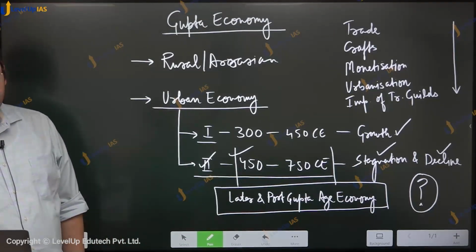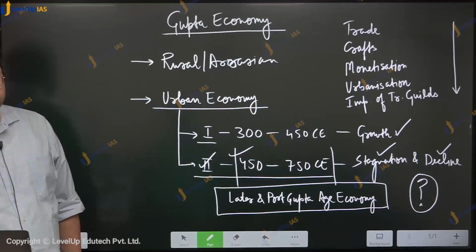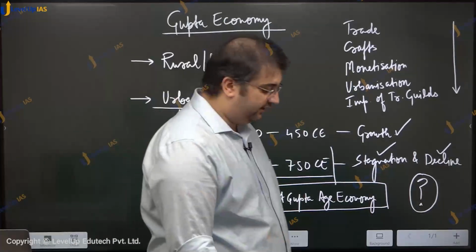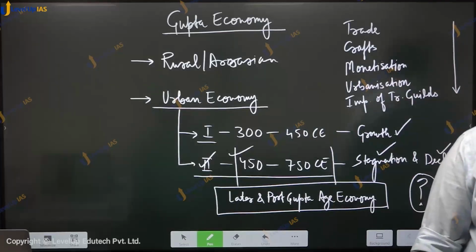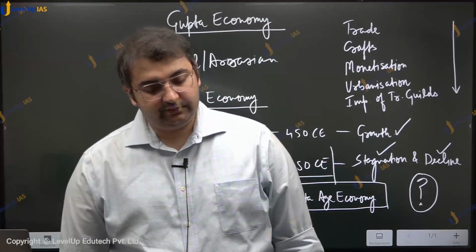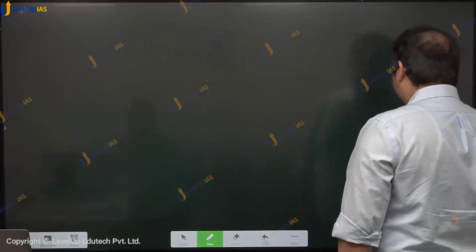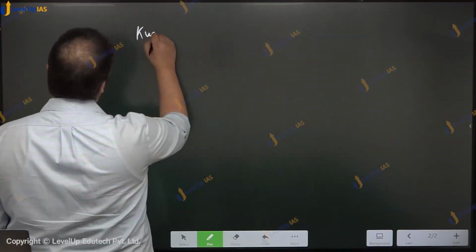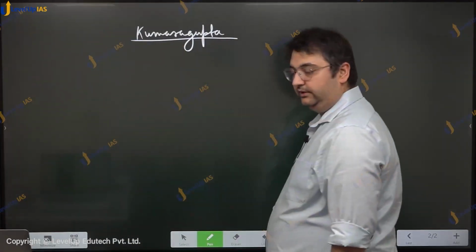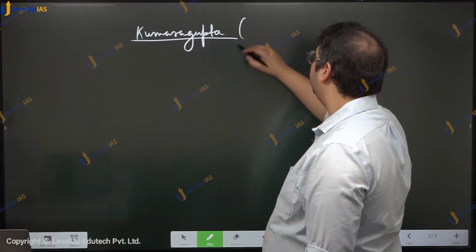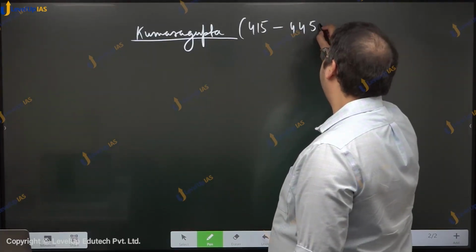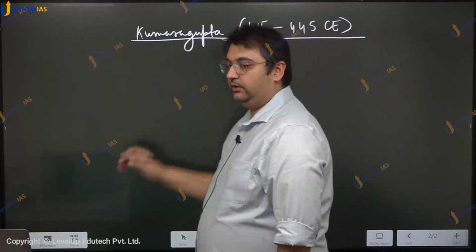The debasement of currency was significant. Full stop. Sub point. From the reign of Kumar Gupta onwards. Kumar Gupta का period of reign was 415 to 445 CE.